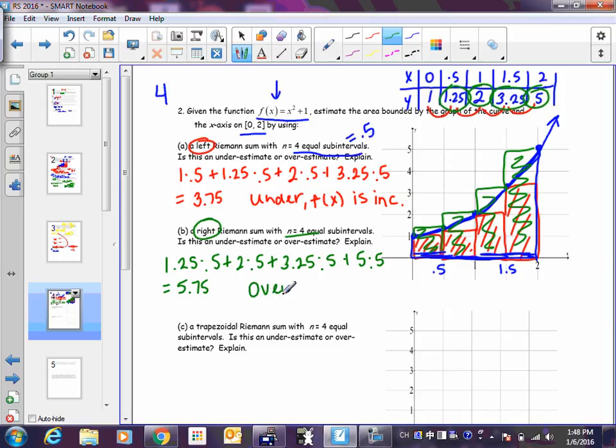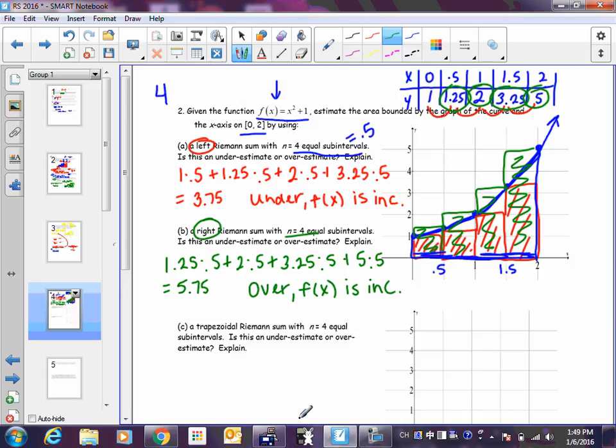And we already said this was an over. Our justification is the same. So I'm going to let everybody get caught up here. Check your answer, 5.75. Okay. Hopefully you're feeling a little bit more comfortable with this whole Riemann sum stuff.